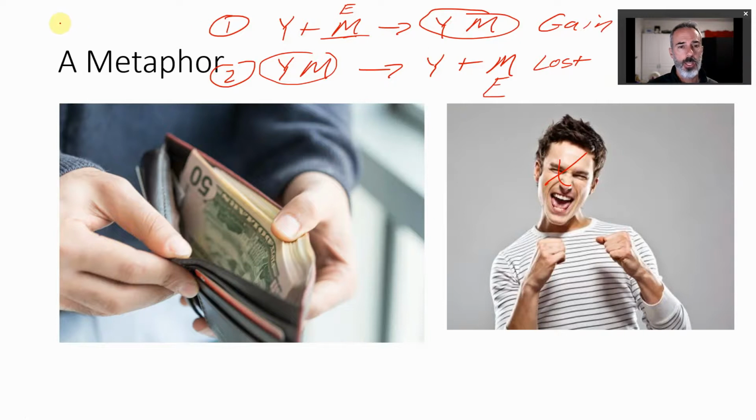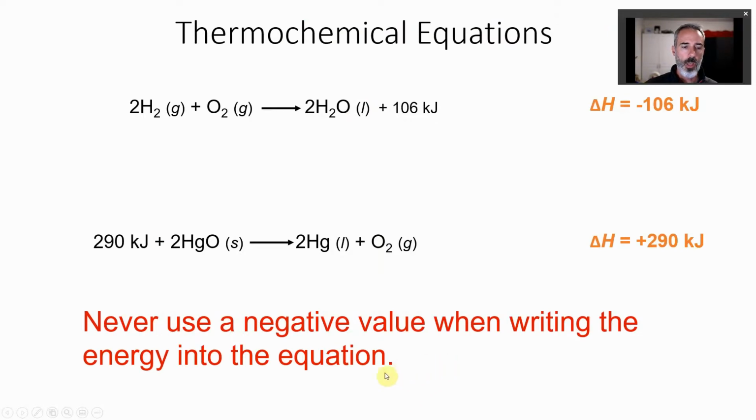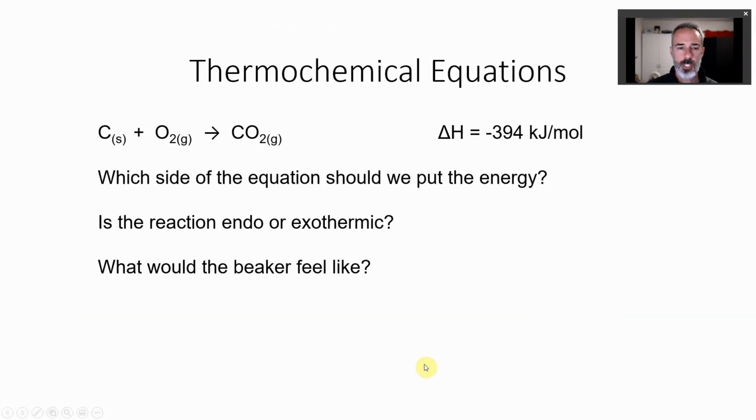This would be an energy that would be, let's say, positive M, and this one down here would be negative M. If we write it on the side, we have to include those in there, but not if we include it in the reaction. So the important thing here is never, ever, ever use a negative value when writing the energy into an equation. Okay, let's practice this just a little bit.